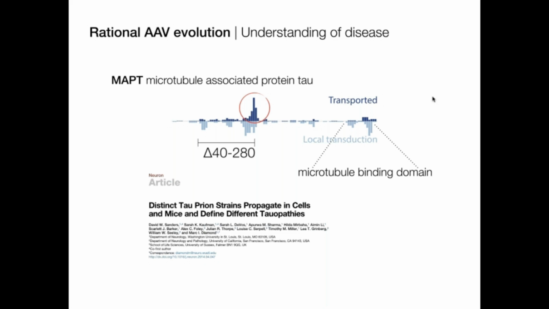certain tau strains can propagate between cells, and we can sort of mimic that function if we put that peptide onto an AAV capsid.